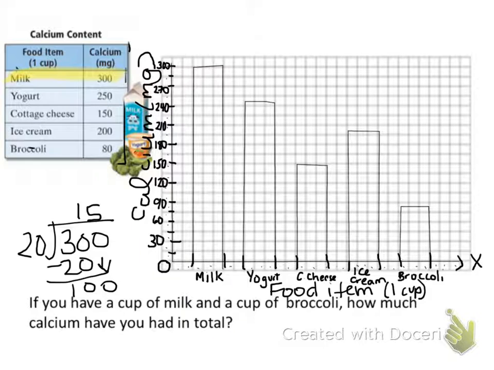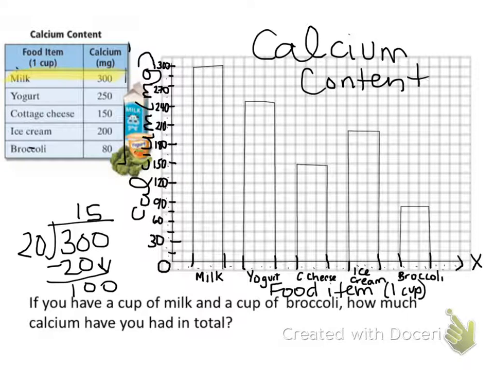And now the very last step, but a very important step, is to add a title. So our title is calcium content. And now our graph is done. The question at the bottom says, if you have a cup of milk and a cup of broccoli, how much calcium have you had in total?